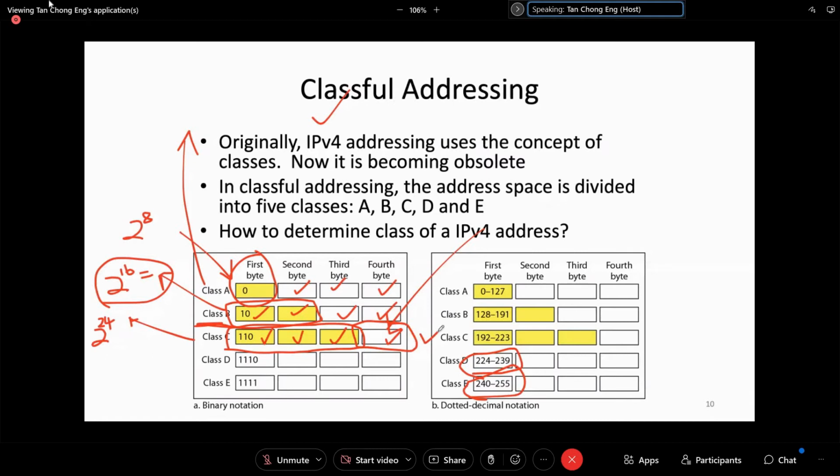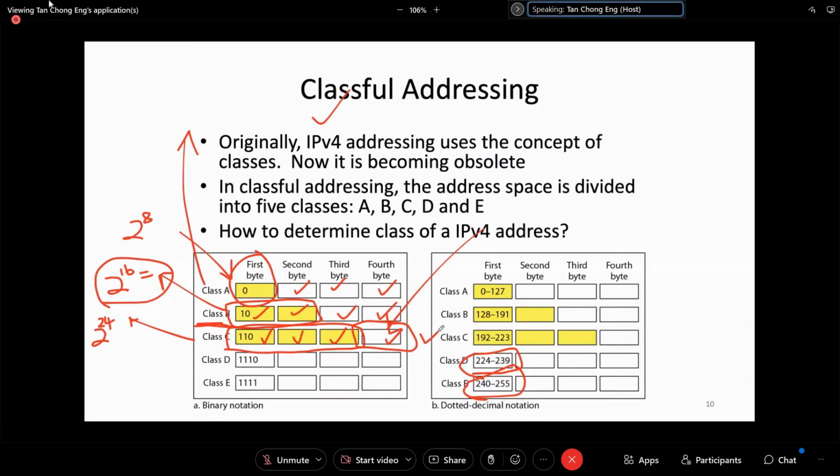That's why nowadays a lot of people use classless addressing. Later we will look at it. Classless addressing does not go by class A, B, C anymore. It goes by subnet mask: how many you want, I allocate how many for you. And how do you determine? We use a subnet mask to determine your network address, as well as the number of nodes that you need.